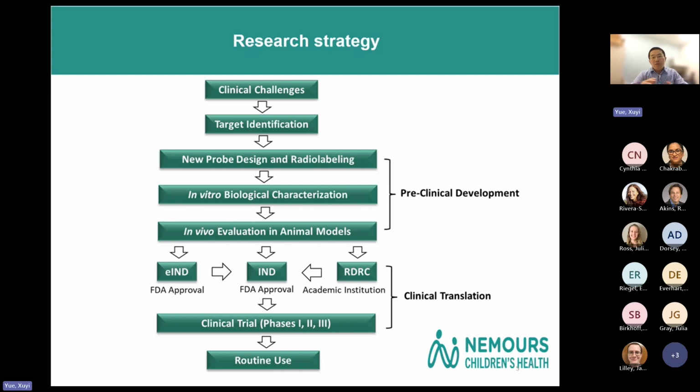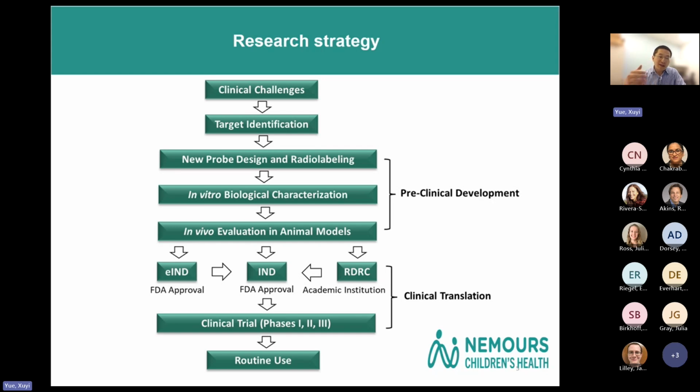This diagram shows our general research strategy. We always start from the clinical challenges. We have a lot of collaboration with clinicians and physicians to identify clinical challenges. Because we are working in a children's hospital, we work with pediatricians, radiologists, neurologists, and oncologists to identify clinical challenges and the research gap.